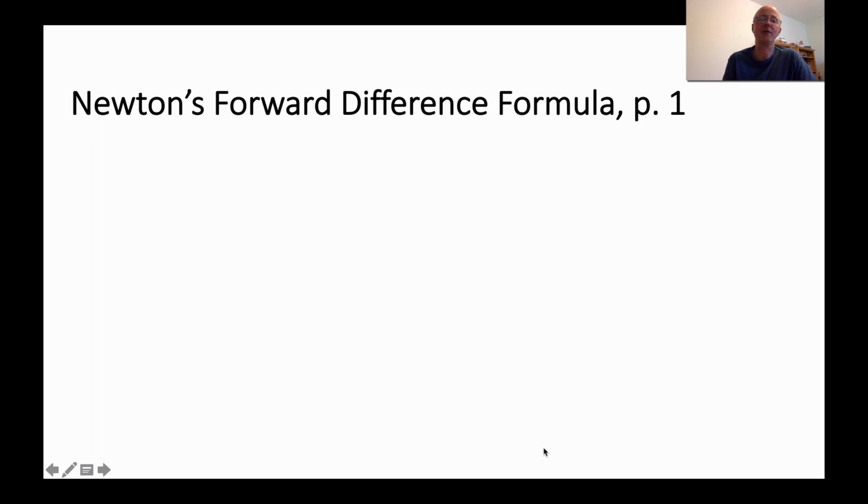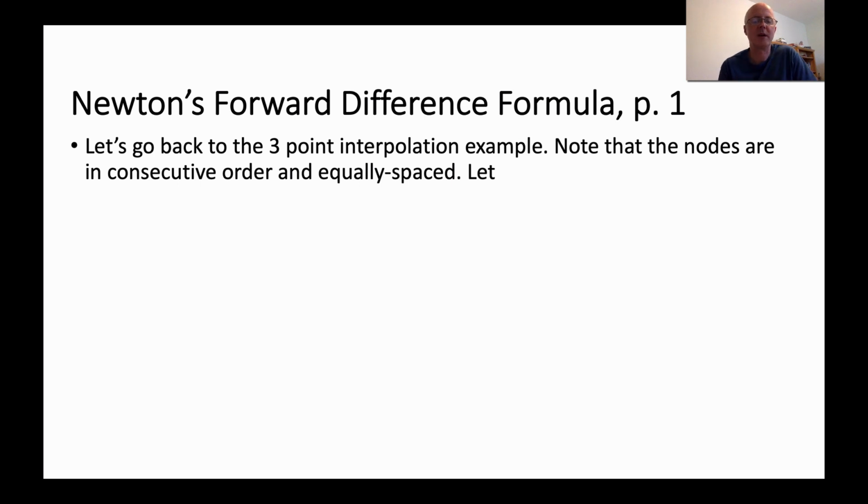All right, now we're on to our final topic, Newton's forward difference formula. It's going to go fairly fast here. Let's go back to the 3-point interpolation example. Note that the nodes are in consecutive order there and equally spaced. x0 was 2, x1 was 4, x2 was 6. Going to let h be delta x, the difference between the nodes. That happens to be 2, right? 4 minus 2 is 2, 6 minus 4 is 2. We call that h.